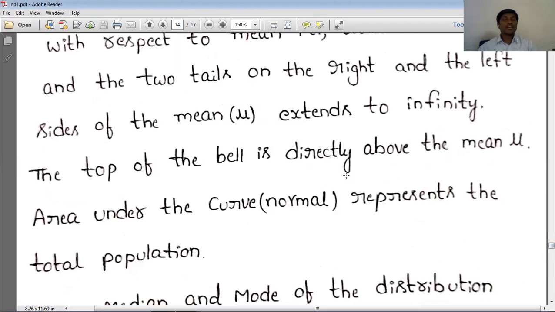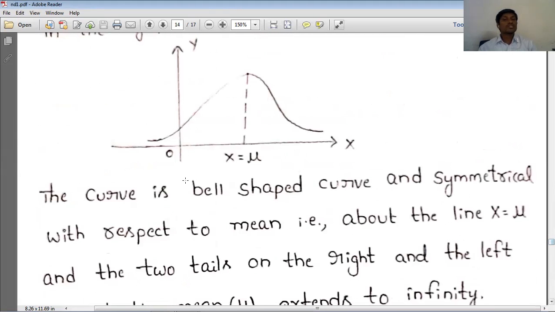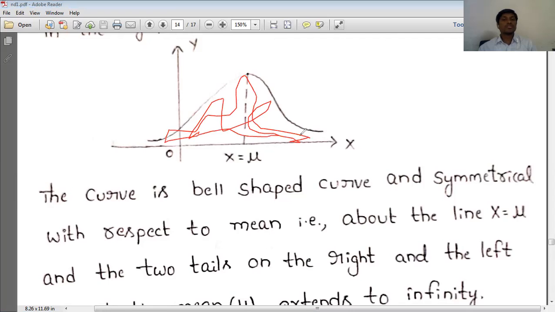The top of the bell is directly above the mean. The area under the curve represents the total population. Why? Because further on we'll get into population, sample, all those things. This total area represents the total population.